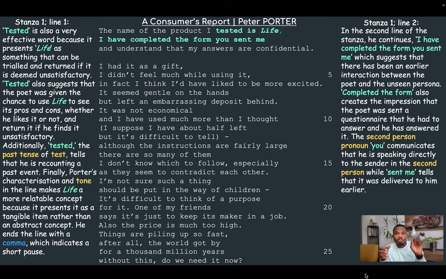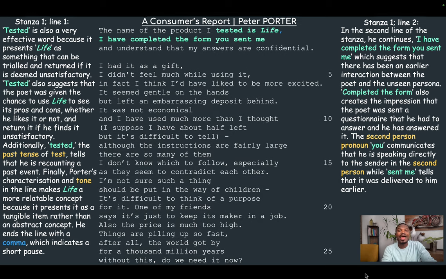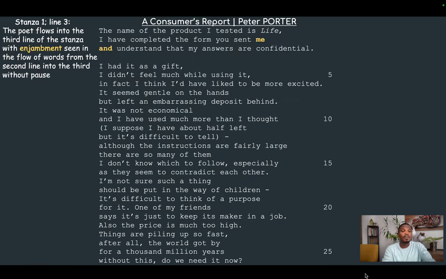Now, it's important because when he says completed the form, it also creates the impression that the poetic voice was sent a questionnaire. It's like some sort of program or something. He was sent a questionnaire that he had to answer and fill in, and then he sent it. So the final two words of the line, sent me, tell us that it was delivered to him earlier. Now, the poetic voice flows into the third line of the stanza with enjambment.